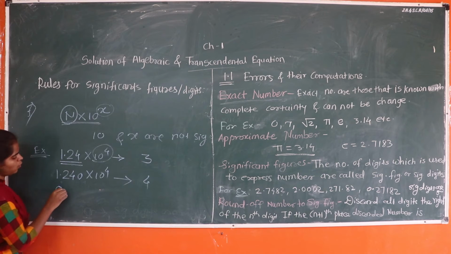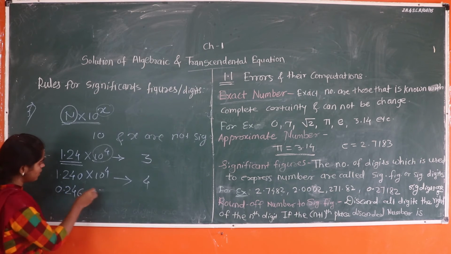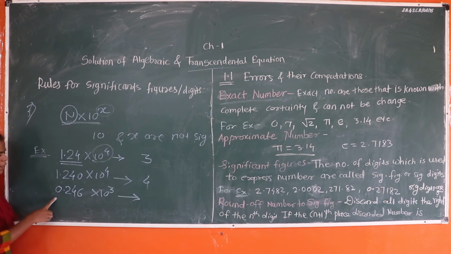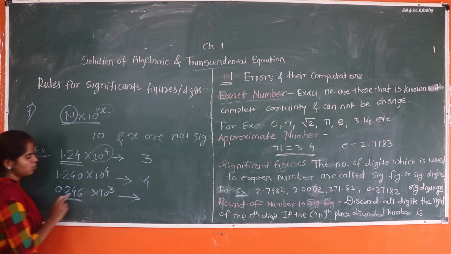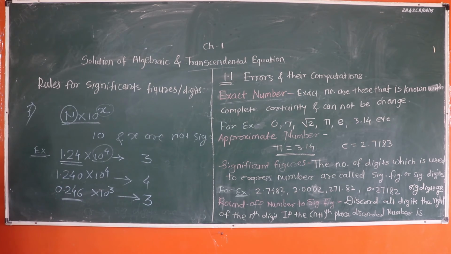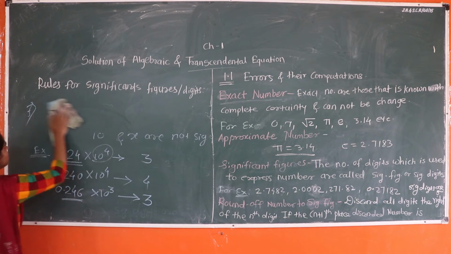For example, 0.246 times 10 raised to 3. In this, how many significant digits? 1, 2, 3, three non-zero numbers. So the significant digits are 3. So these are the rules for significant figures or significant digits.